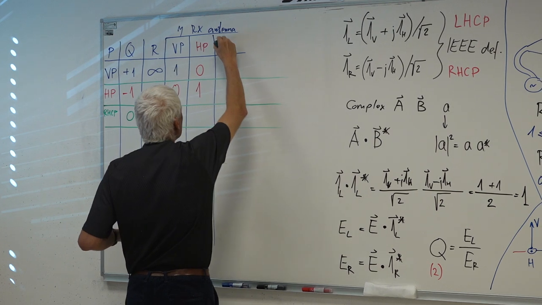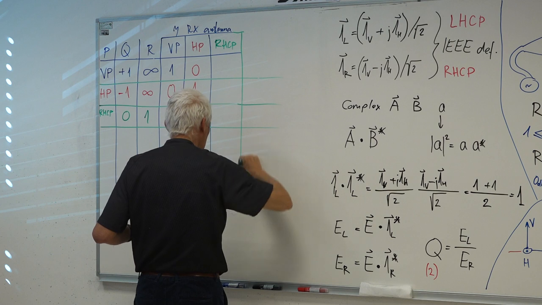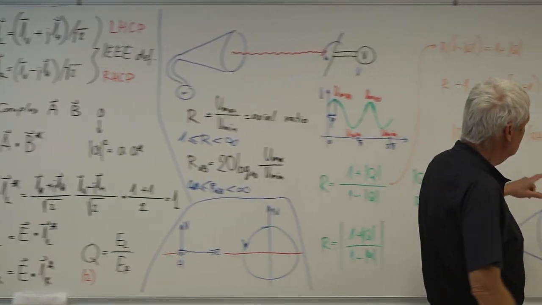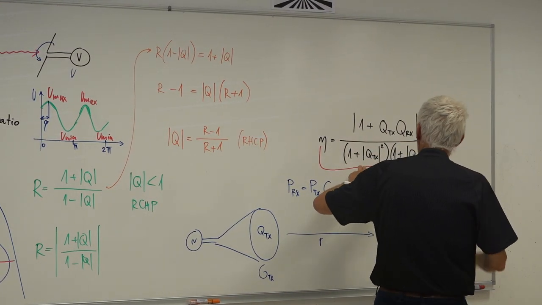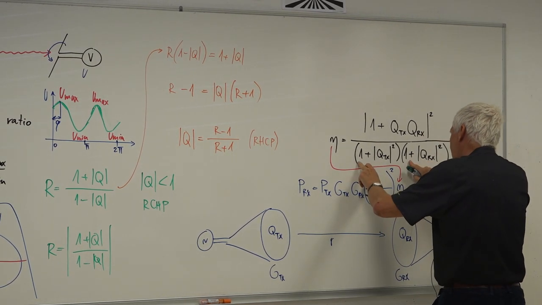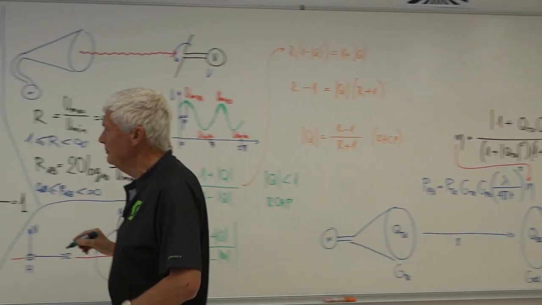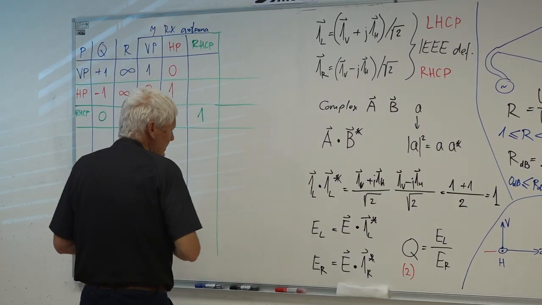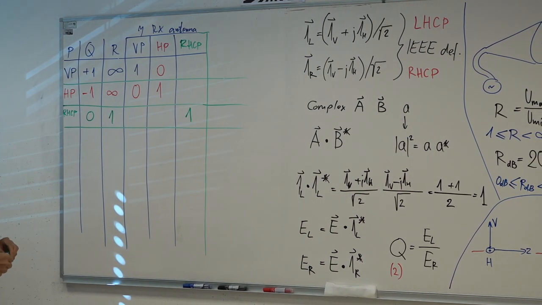What is right hand to right hand circular polarization? Q is 0. I can put here the Q 0. Both Qs are 0 if I have a right hand to the right hand. So this is 2, this is actually 1, 1 times 1 is 1, and this is also 1. So it's exactly 1 here. So right hand to right hand is perfect. This is matching polarization. What about the other combinations?